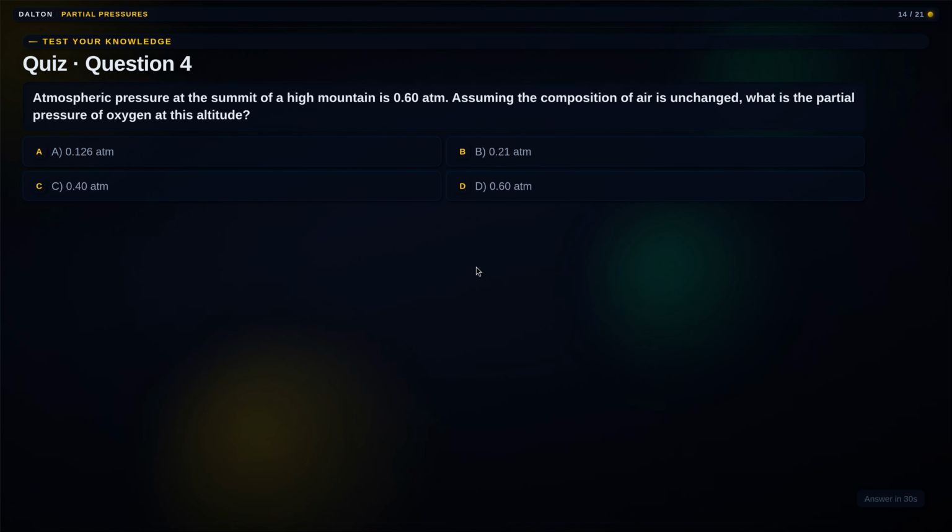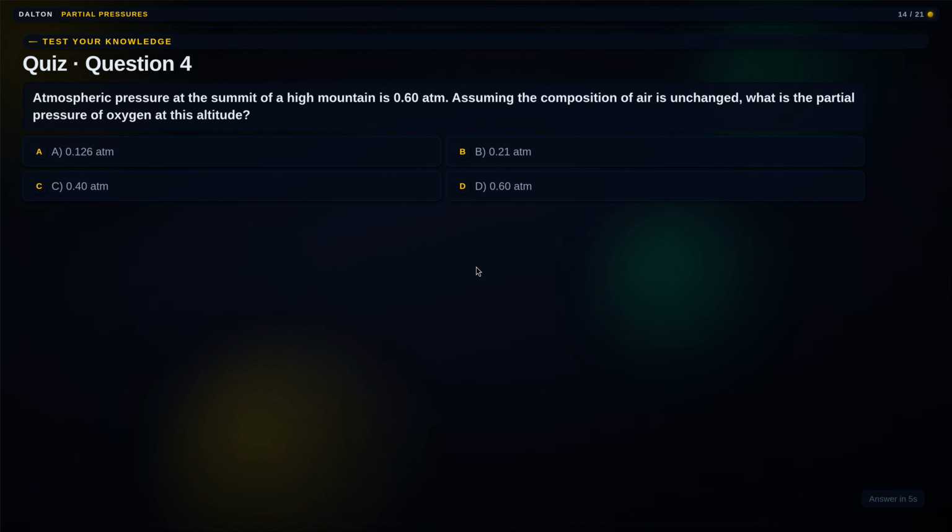Take a moment to think. The correct answer is A. 0.126 atmospheres. The mole fraction of oxygen in air is 0.21. Multiply by the total pressure to get 0.21 times 0.60 atmospheres, which equals 0.126 atmospheres. Option B is the mole fraction, not a pressure.